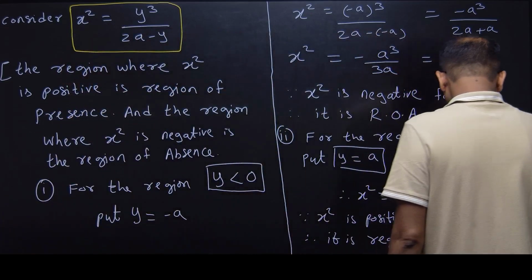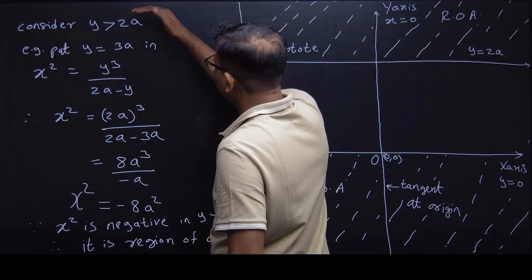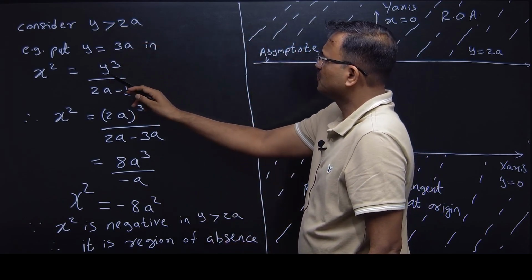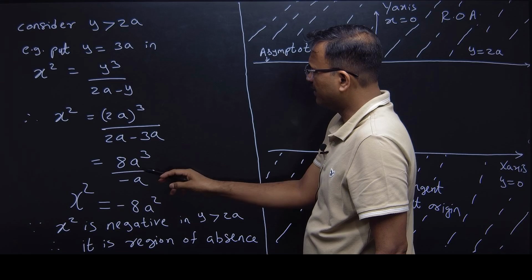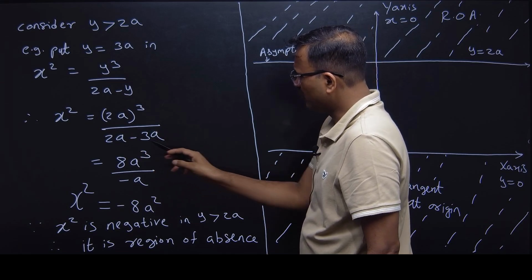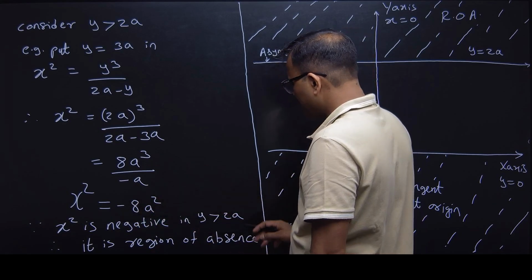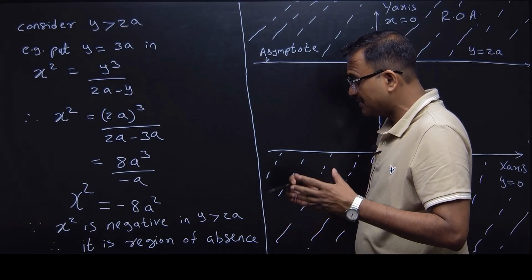Then consider the last region, y more than 2a. You can take some value of y as say 3a and substitute in this equation. It becomes 3a cube upon 2a minus 3a. Numerator will be positive, denominator 2a minus 3a becomes negative. Positive upon negative becomes negative. X square we can see is negative in the region y more than 2a. So it is a region of absence.